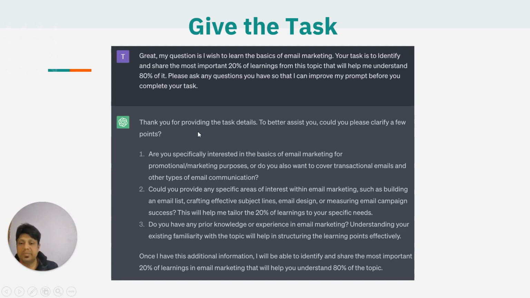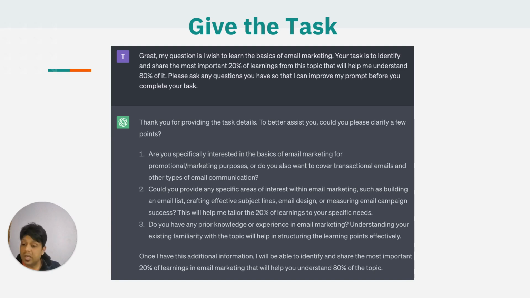Now, let's see what ChatGPT has responded with. It has come up with 3 questions. Are you specifically interested in basics of email marketing for promotional marketing purpose, or do you also want to cover transactional emails and other types of email communication? Could you provide any specific areas of interest within email marketing, such as building an email list, creating effective subject lines, etc.? Or do you have any prior knowledge or experience in email marketing, understanding your existing familiarity with the topic? So what it's doing is checking at what level you know email marketing already.